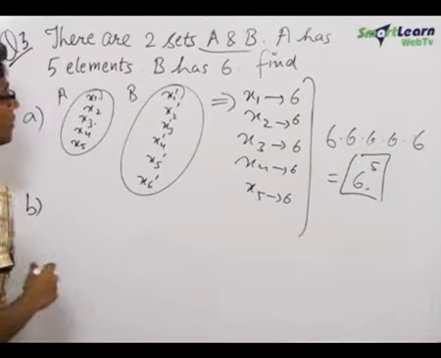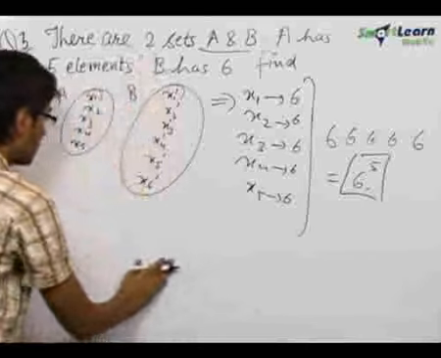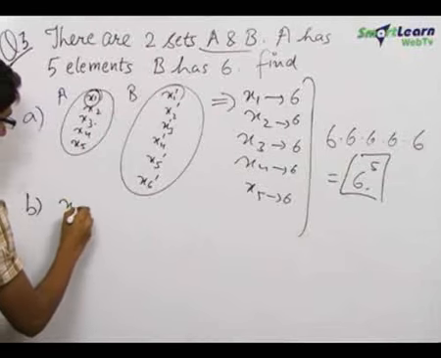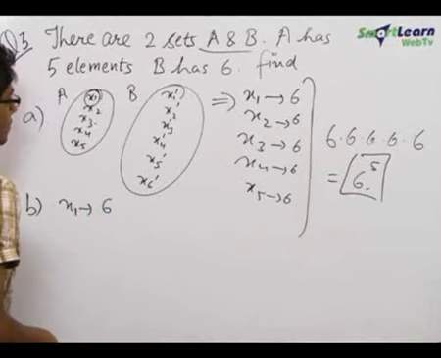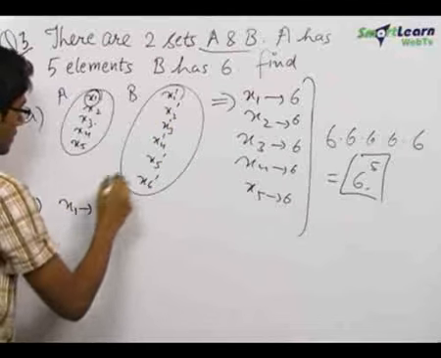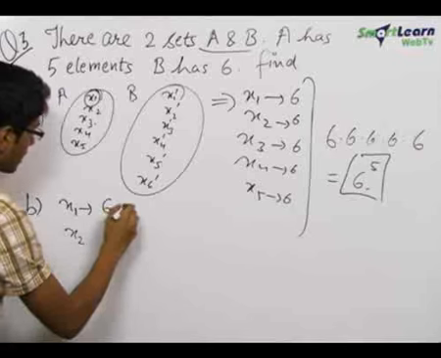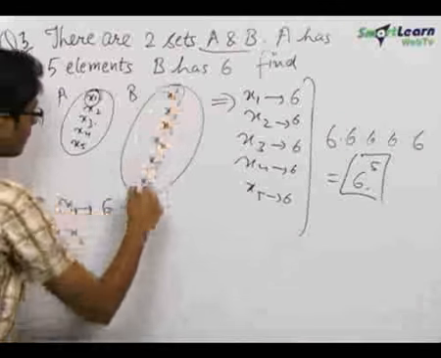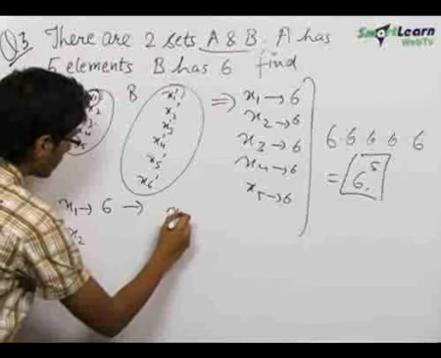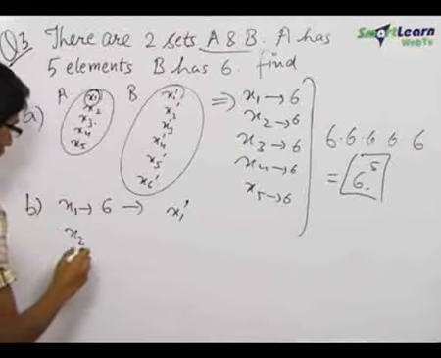Now for the second part, we need to find the number of injective functions, which is one-one. Now let us take x1 again. For x1, there are 6 possibilities for its image: x1 dash, x2 dash, x3 dash, x4 dash, x5 dash and x6 dash. There are 6 possibilities. For x2, let us assign any one of the elements of the set B to x1. Let us say we give x1 dash to x1. Now there are 5 left.